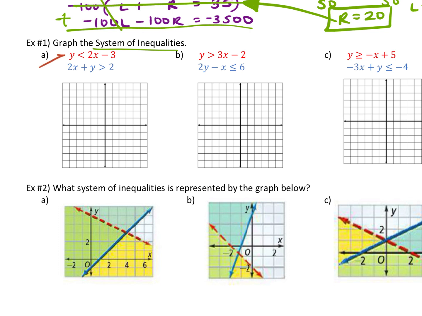This first equation, okay, you have a y-intercept of negative 3, sorry. So go down 3, 1, 2, 3. And then you have a slope of 2. So up 2 to the right 1, up 2 to the right 1, up 2 to the right 1. Make sure you're asking yourself the question, is this going to be a dotted line or a solid line? We're judging based on that symbol, that less than. So y is less than 2x minus 3. That's a dotted line because it doesn't have the equal to bar. Okay, so it looks like that.